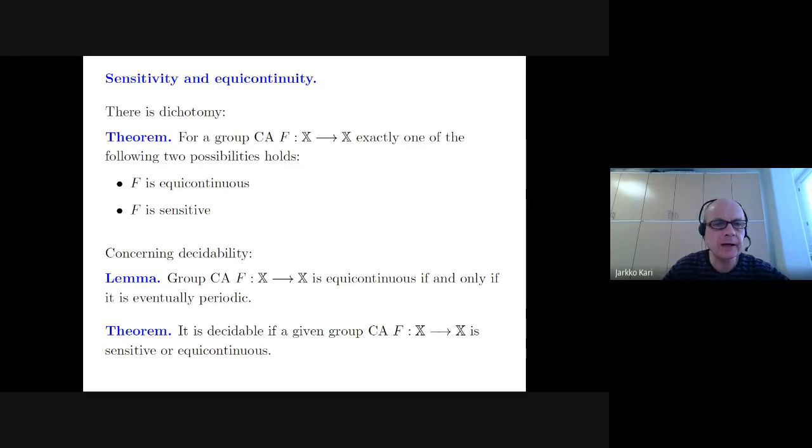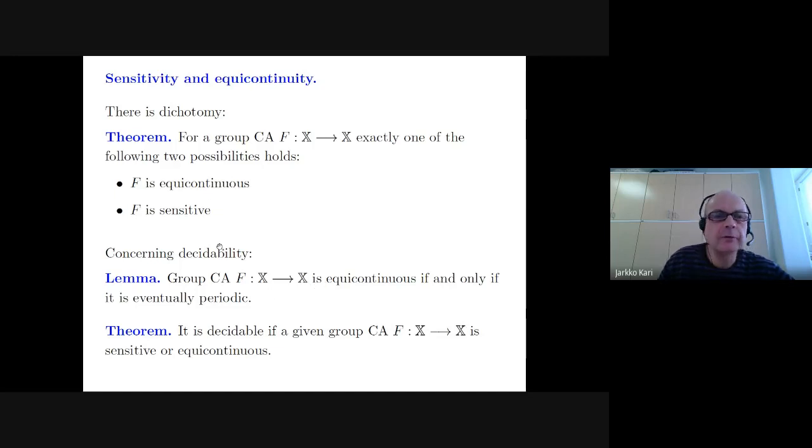In general cellular automata, we also have the in-between case of almost equicontinuous CAs, those where on some configurations you have sensitivity and on some configurations you have equicontinuity. But in group cellular automata, it turns out that either you have sensitivity on all configurations or equicontinuity on all configurations. There's no middle ground, basically. And now it's known that a cellular automaton is equicontinuous if and only if it's eventually periodic. I mentioned this yesterday. Only trivial cellular automata, eventually periodic cellular automata, can be equicontinuous.